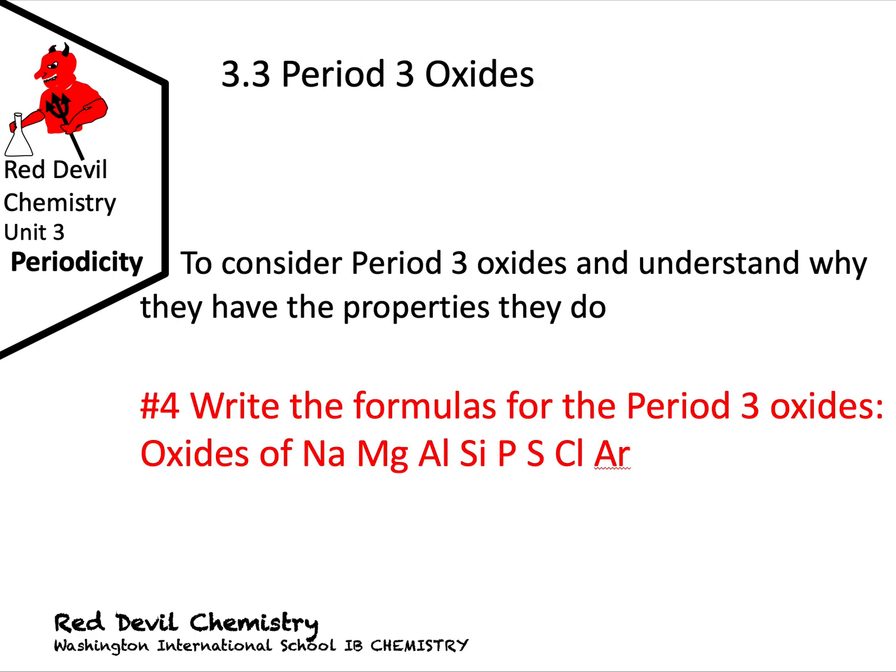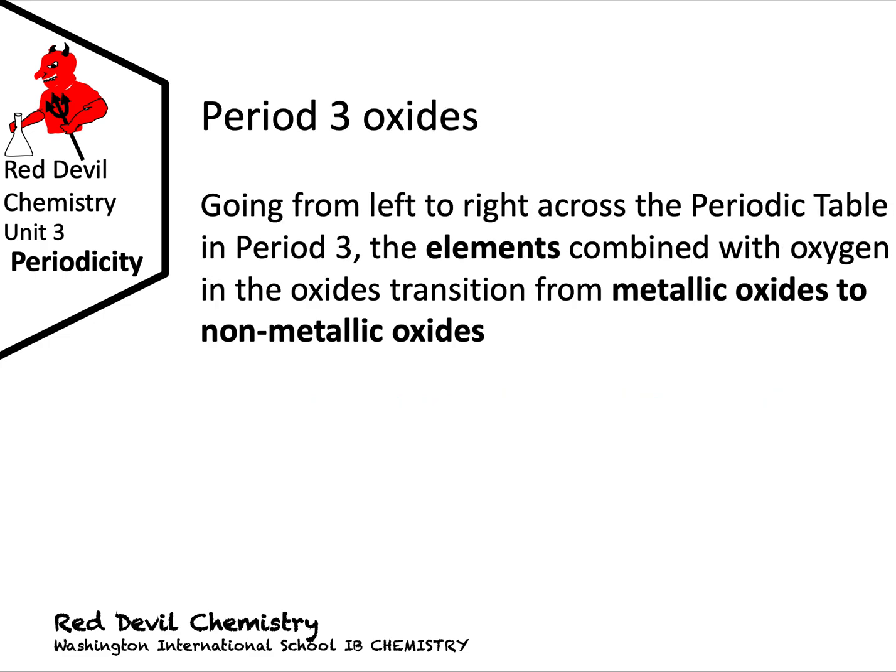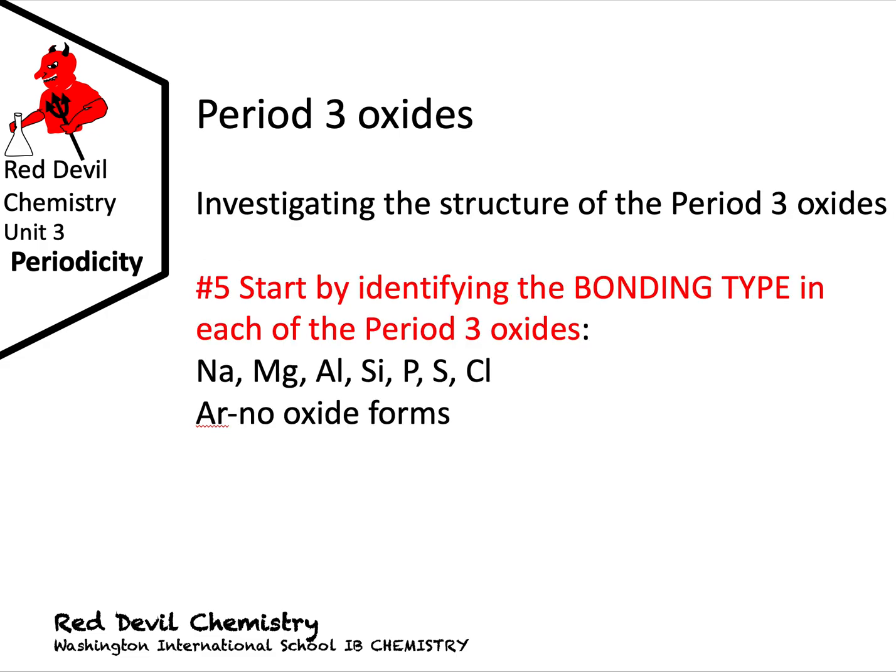So, looking at each of the elements, we're looking in particular at the oxides of them. And so the first thing you have to do is to write the formulas, because we're going to look at the properties of each of the oxides and try and understand why they have the properties that they do. So pause here to write the formulas of each of the oxides. And that's just a summary.